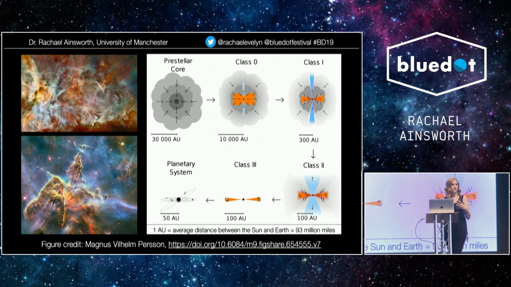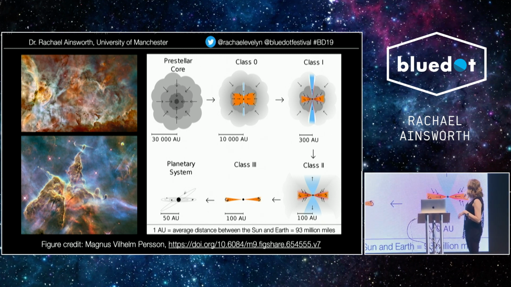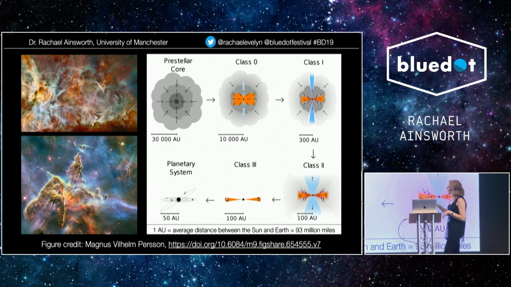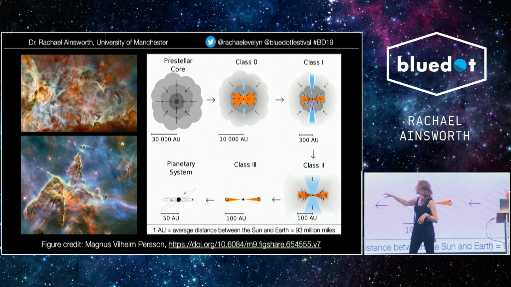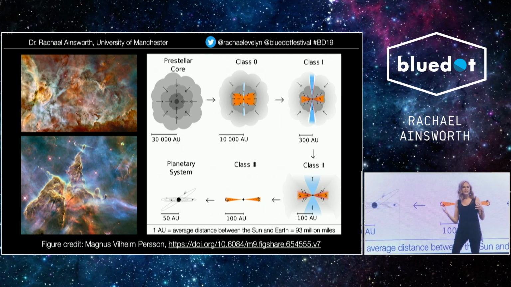But once the star has finished growing, once it's finished consuming material around it, you're left with a disk, and the disk eventually dissipates and planets form in the disk. And you begin to see solar systems like our own.